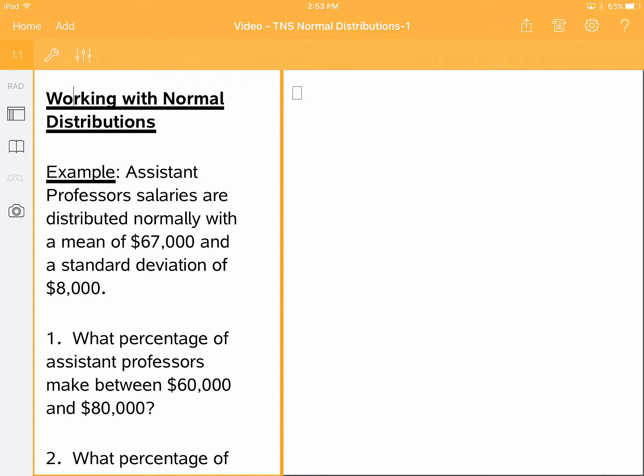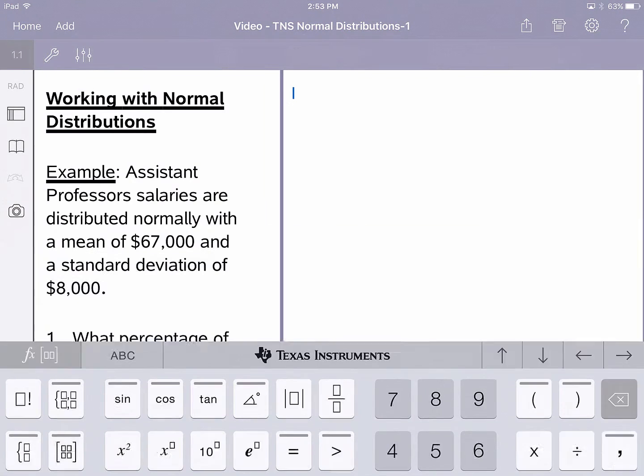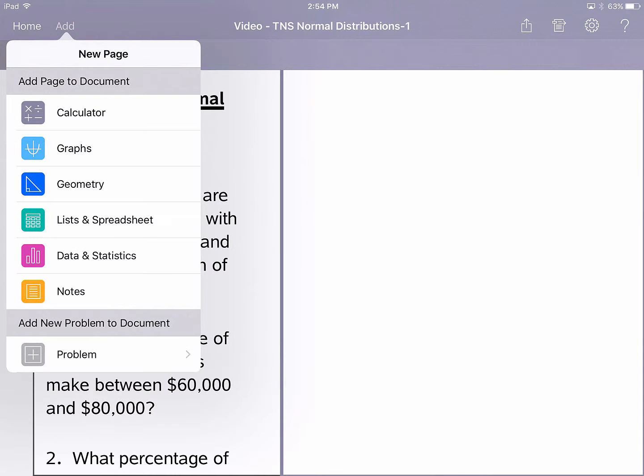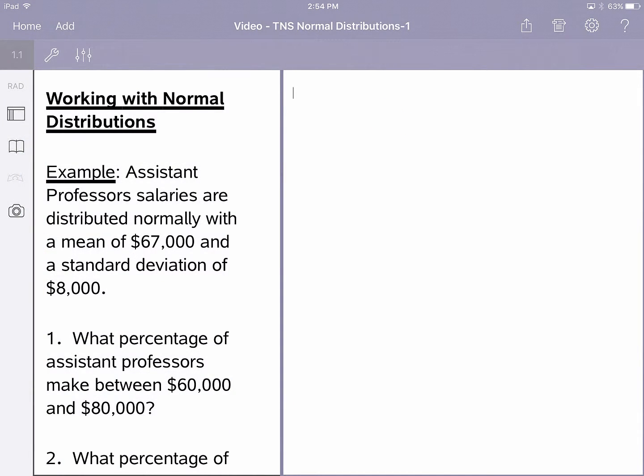So I've constructed a problem for you here, and I've opened up a calculator file. If you need a calculator file to follow along with, remember you can simply open up any file and just hit Add Calculator to add a page to the document.